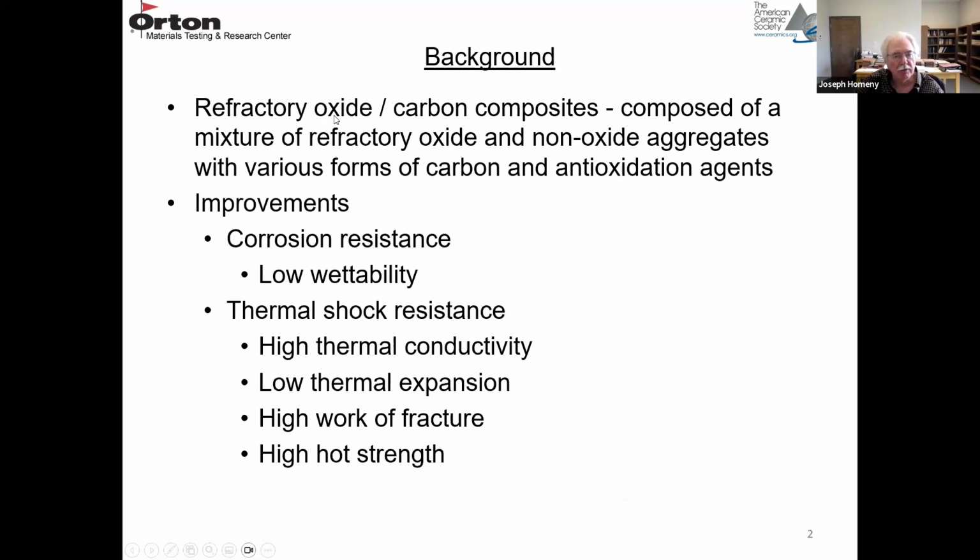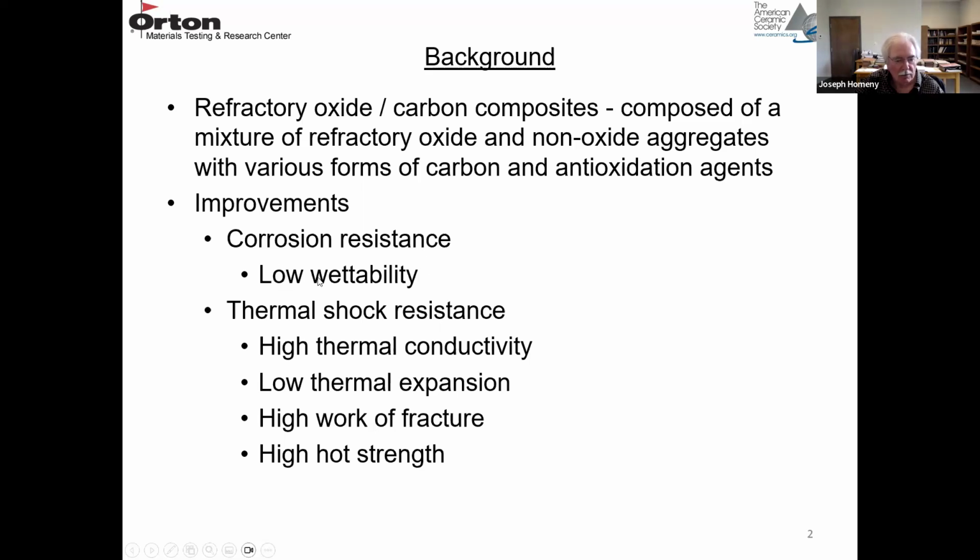So these are refractory oxide carbon composites. They're composed of a mixture of refractory oxides and non-oxide aggregates. And the matrix is some form of carbon. And in the matrix, there's antioxidation agents. So these are made to improve two properties: corrosion resistance and thermal shock resistance.